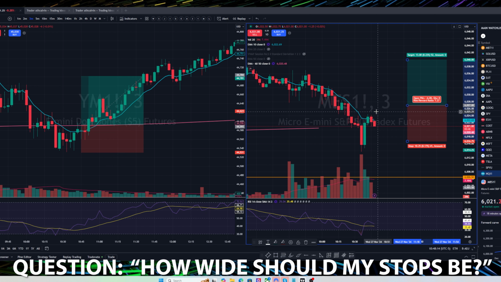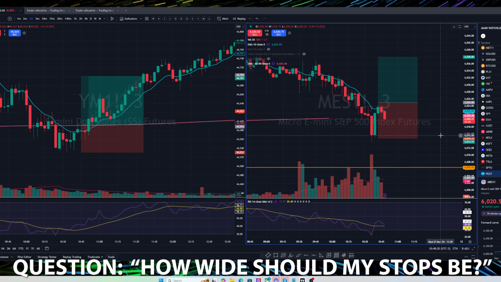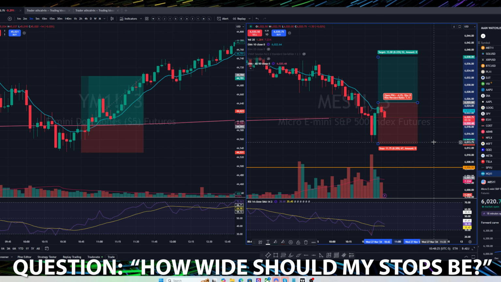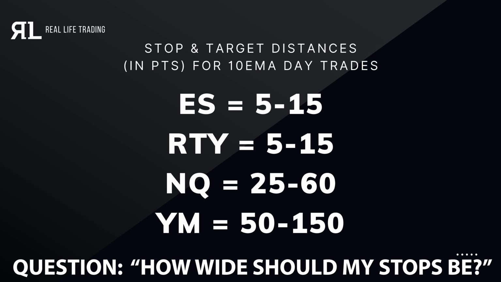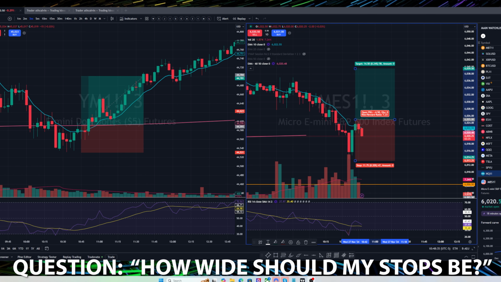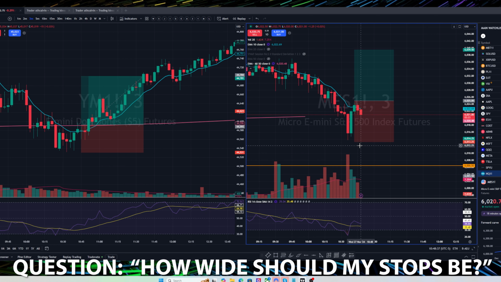But let's say there's a bear candle closing over the 10. This one didn't quite do it, but I'll just put it up here. Stop, I'm going to put it either here or here, and you'll see that as 11.75 points. So that is within the range of 5 to 15. Making sense? My stop should be, you'll see the value down there, see how it says 11.75? It should be somewhere between 5 and 15. And that's just how I do it, guys. Everyone's different. But I've noticed that is sort of the range that works best for me.